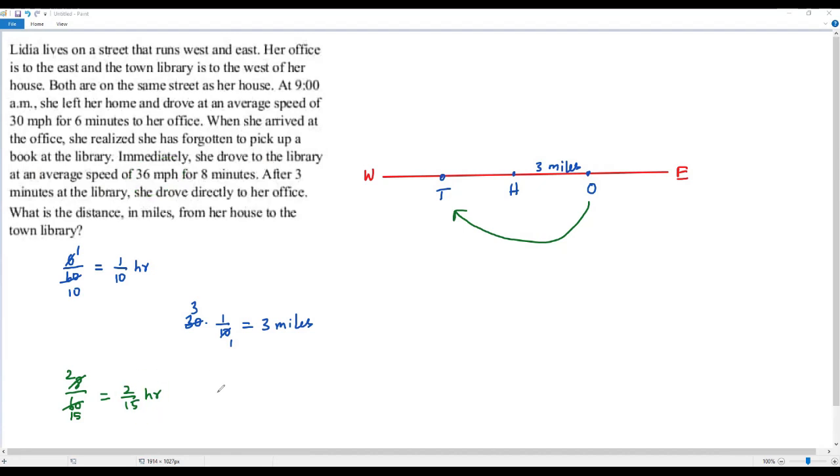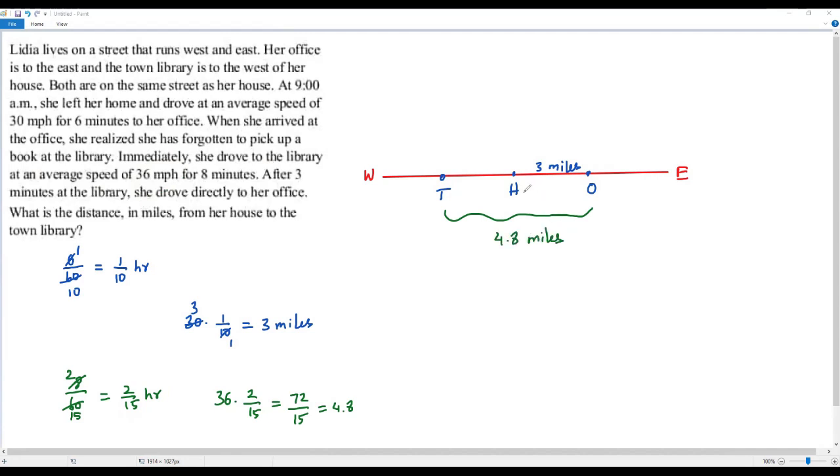Now let me do it. That is 36 times 2 over 15. Here 36 times 2 is 72. 72 divided by 15 is equal to 4.8. So that is, the distance from office to town library is 4.8 miles.